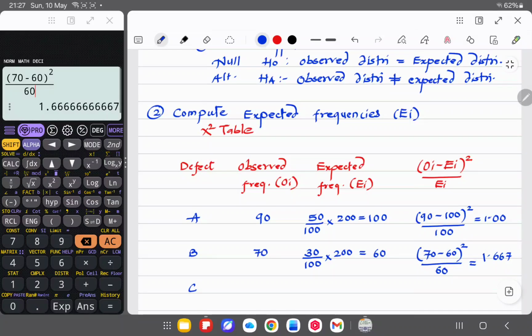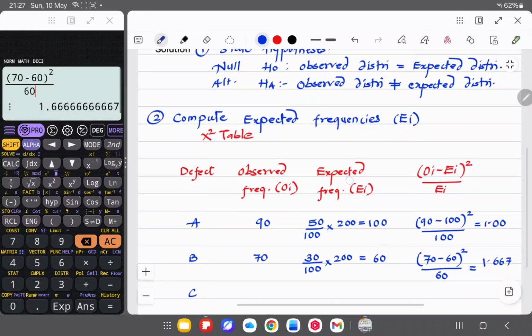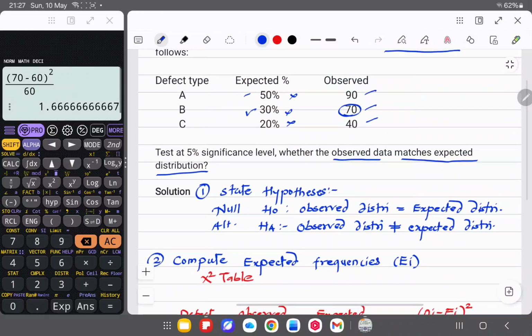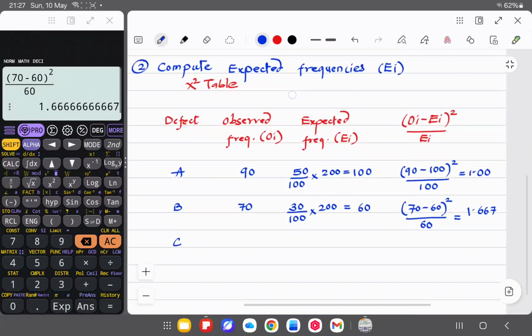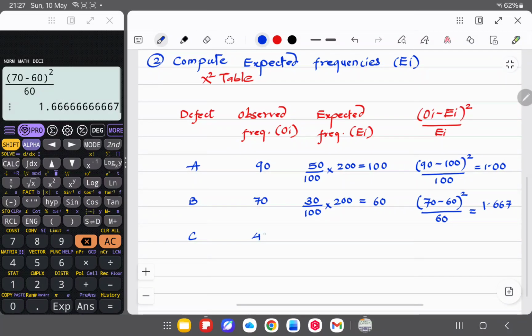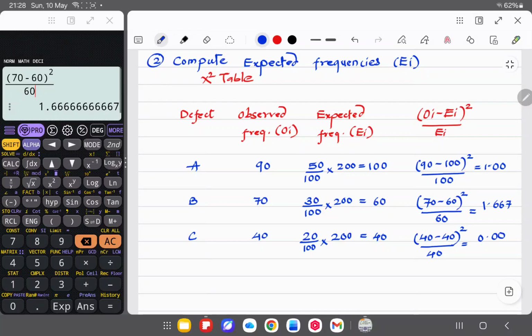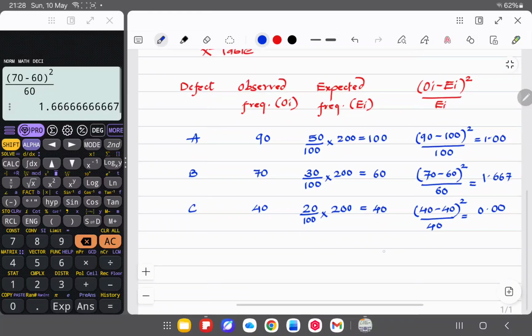Similarly, for the case C, I will suggest you do it by yourself as well. So observed 40, expected 20%. 20 by 100 into 200, so that gives you 40. So OI minus EI, that is very simple, 40 minus 40 bracket square divided by 40. So this is 0.00.